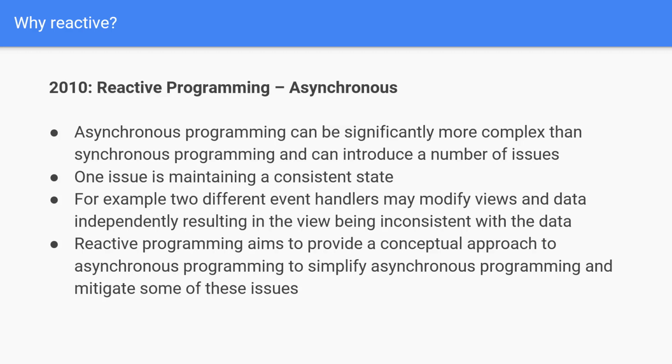Asynchronous programming using traditional event handlers can be significantly more complex than synchronous programming and can introduce a number of issues. One issue is maintaining a consistent state. For example, two different event handlers may modify views and data independently, resulting in the view being inconsistent with the data.